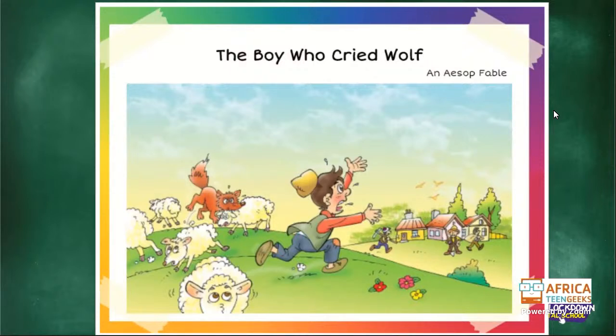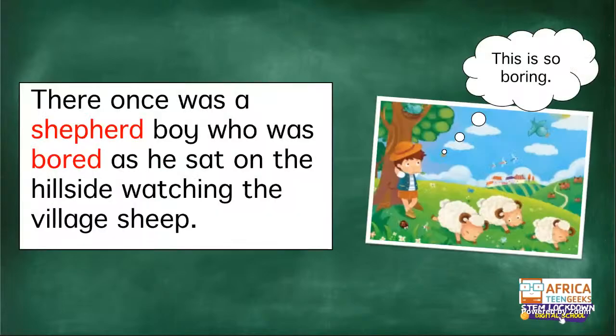And I'm going to unmute Kogomots. Okay. Right, we're going to start with Koliswa. You're going to read the first page here, the boy who cried wolf. Right, Koliswa. Okay.